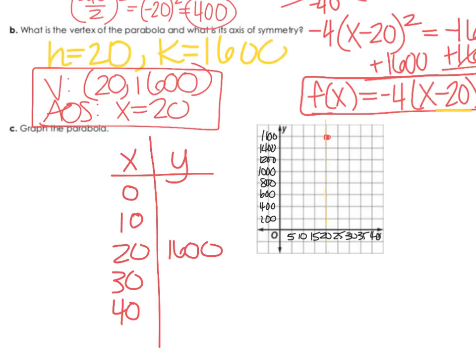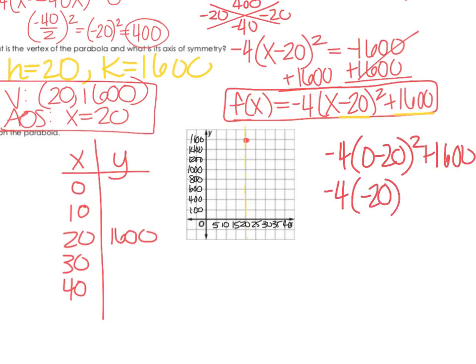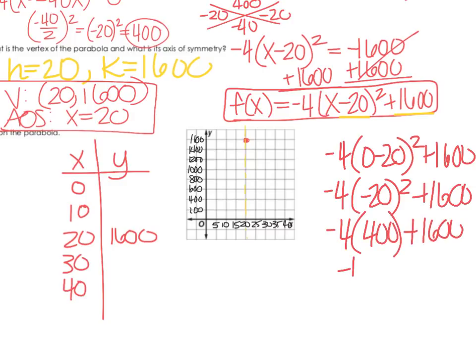So if we plug 0 into our equation here, we're going to get -4 times (0 minus 20) squared plus 1,600. -4 times (-20) squared plus 1,600, -4 times 400 plus 1,600, -1,600 plus 1,600 gives us 0. So we know it's (0, 0). For the rest of these, plug it into your calculator. You don't have to do these by hand.